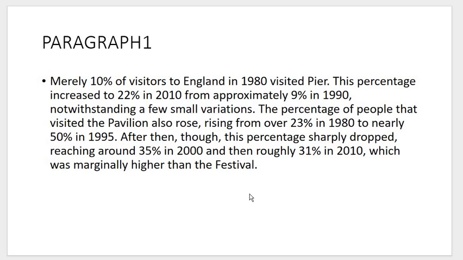Merely 10% of visitors to England in 1980 visited the pier. This percentage increased to 22% in 2010 from approximately 9% in 1990, notwithstanding a few small variations. The percentage of people that visited the pavilion also rose, from over 23% in 1980 to nearly 50% in 1995. After that, though, this percentage sharply dropped, reaching around 35% in 2000 and then roughly 31% in 2010, which was marginally higher than the festival.